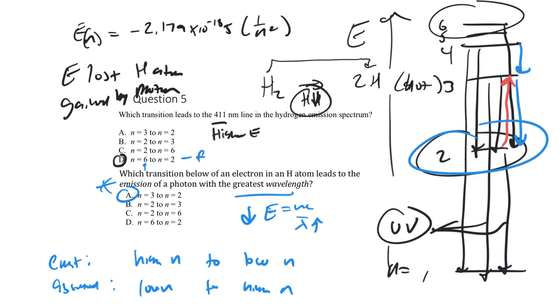If you look at the 4 to 3 transition, the 5 to 4 transition, the 6 to 5, or the 6 all the way down to 3, these transitions are in the IR region, the lower energy region of the electromagnetic spectrum. And then, as we mentioned, the ones that fall all the way to 1 are in the ultraviolet region.